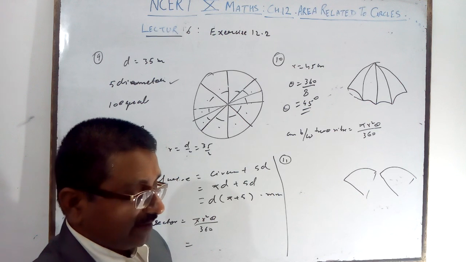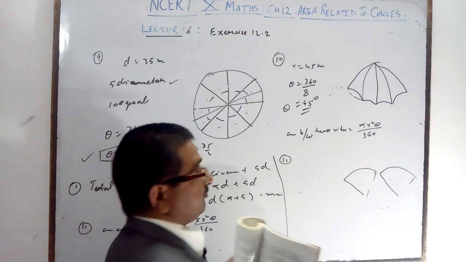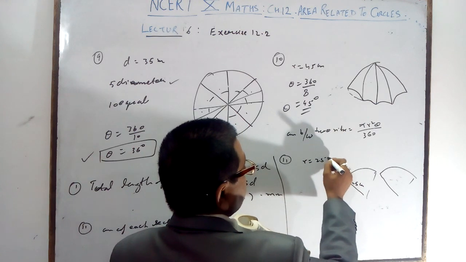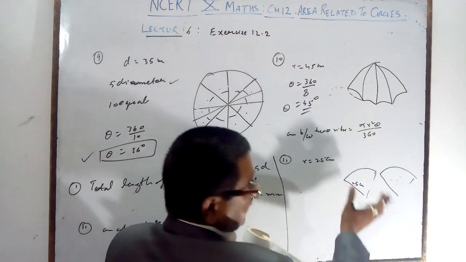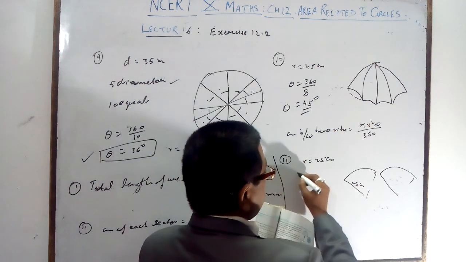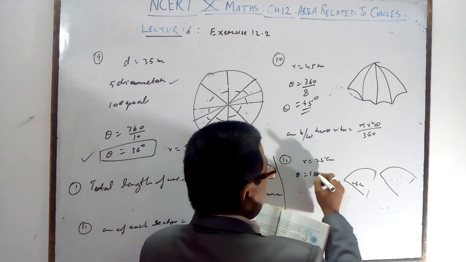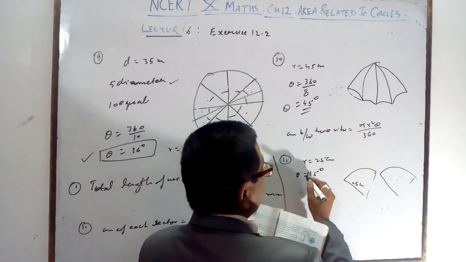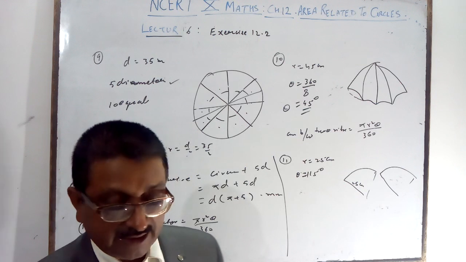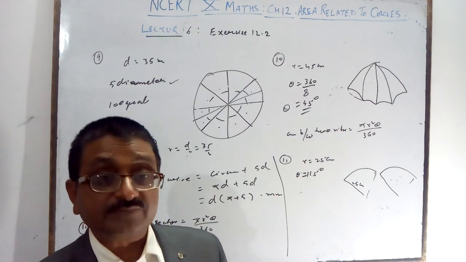Each wiper has a blade of 25 centimeters. 25 centimeters means the radius is 25 centimeters. It is forming a sector, and the theta is given as 115 degrees. Find the total area cleaned at each sweep of the blade.